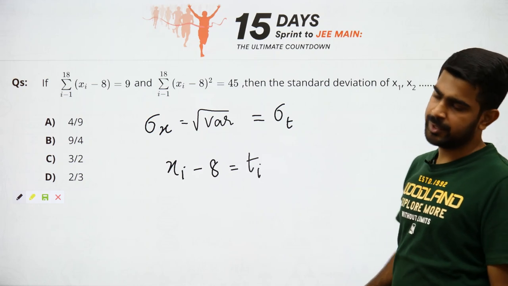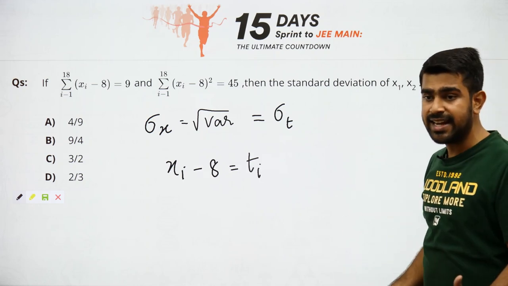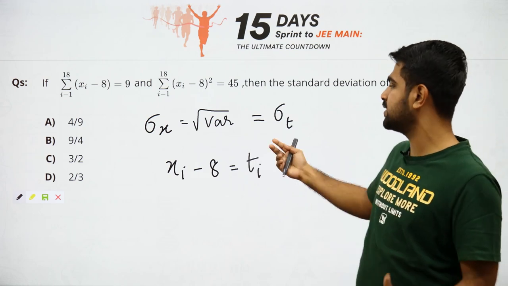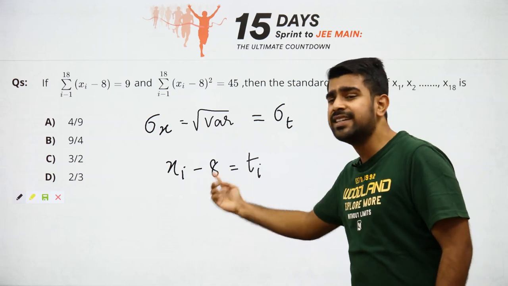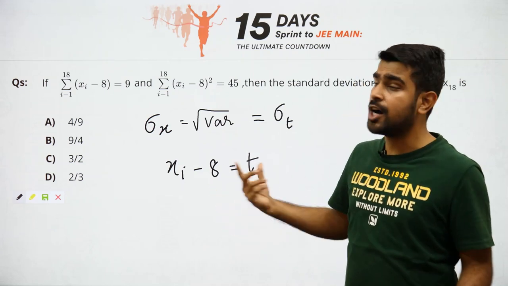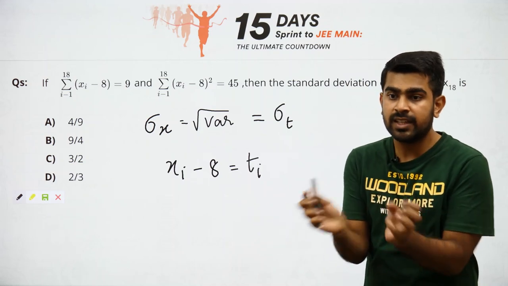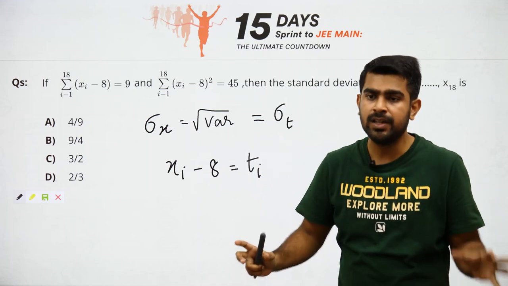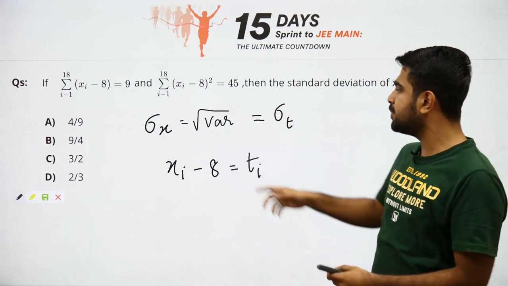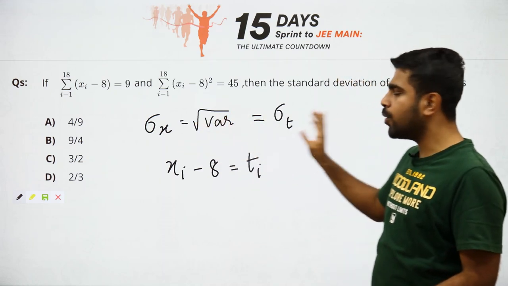Why, sir? Because for x1, x2, x3, up to x18, their standard deviation is going to be the same as the standard deviation for t also. Why? Because I'm just subtracting a constant. Subtracting a constant from all the terms is not going to disturb my spread. So the spread will remain the same. If the spread remains the same, then my standard deviation will also remain the same. Is that correct? So that is exactly what I wrote here.